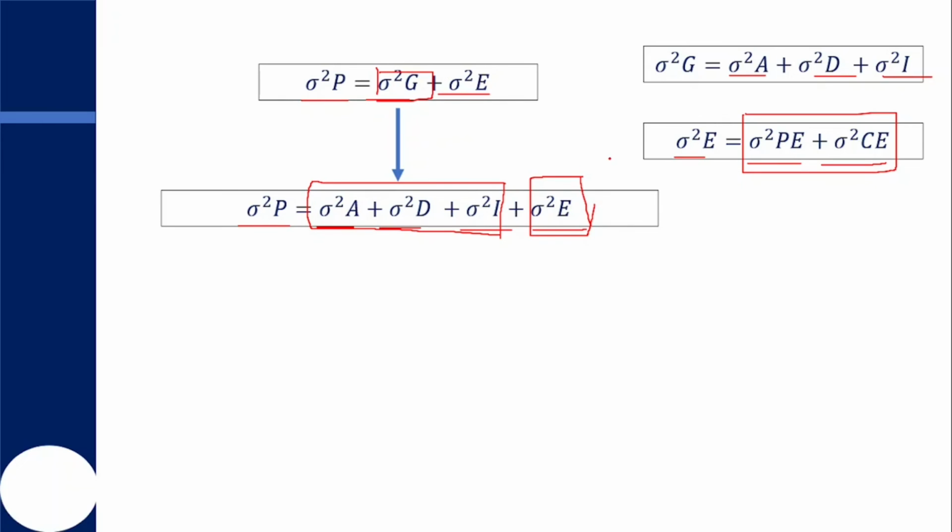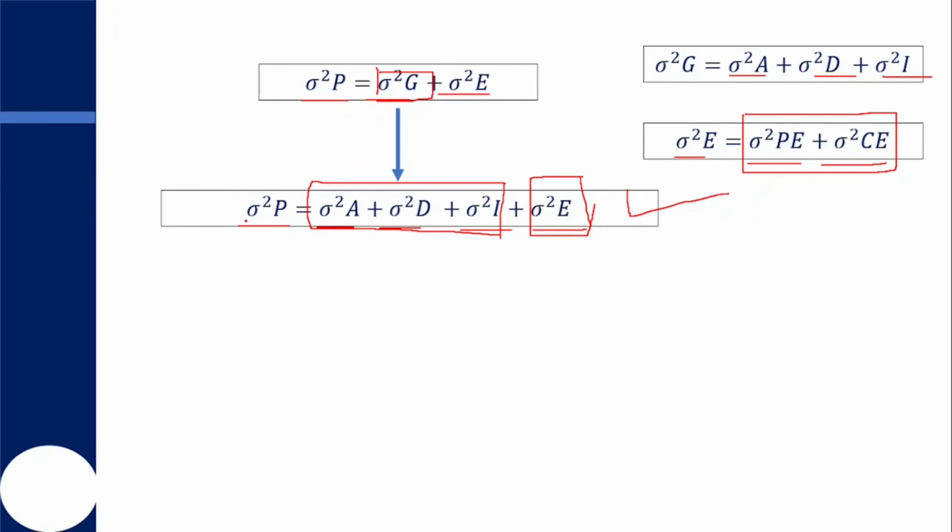In that case, our formula will be extended as sigma square P is equal to sigma square A plus sigma square D plus sigma square I plus sigma square PE plus sigma square CE. But I have not extended this formula, and if you write this formula in this form, it will be correct. But if you want to partition the environmental variance, then it also depends on you.